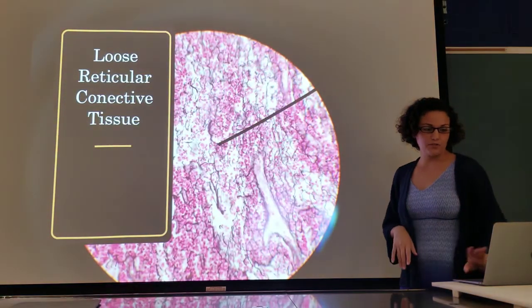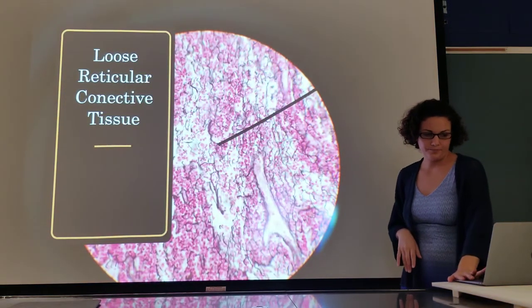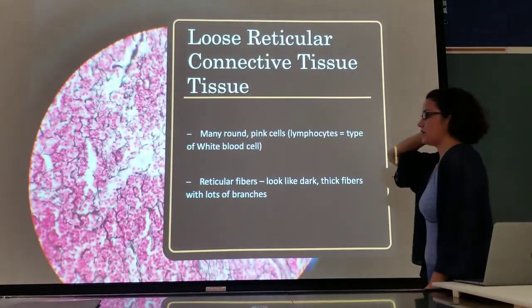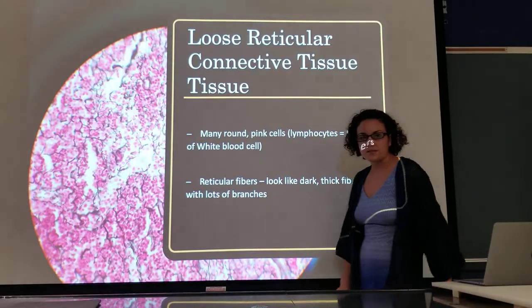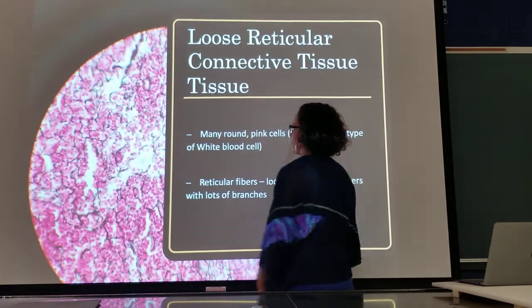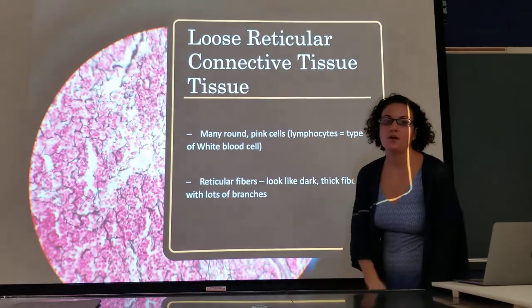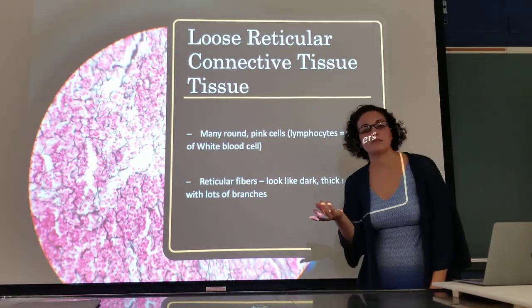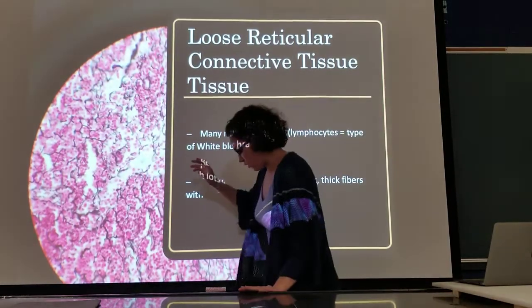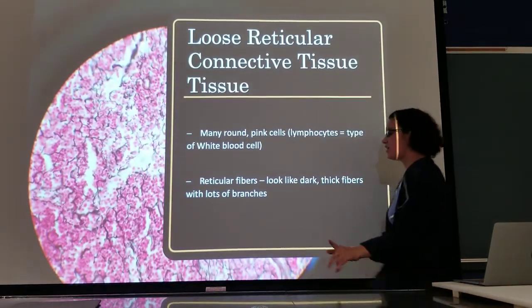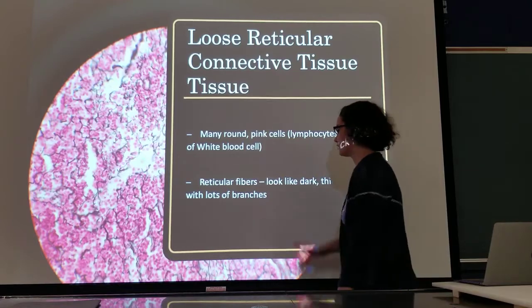Then you have loose reticular connective tissue. So this tissue, actually, instead of purple dots, we have pink dots everywhere, all right? So those pink cells are referred to as lymphocytes or immune cells, okay? So this is the only tissue with pink cells, okay? And it's also the only tissue with reticular fibers.